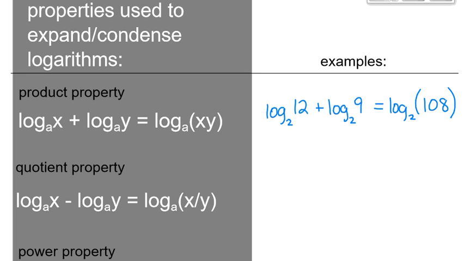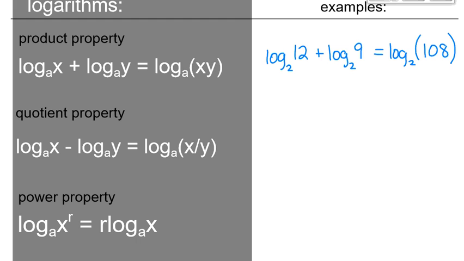The next is the quotient property. Log base a of x minus log base a of y equals log base a of x divided by y. So if you're subtracting logarithms, you divide their arguments. The product property was if you're adding logarithms, you multiply their arguments. So an example of this would be, I could use the same numbers, log base 2 of 12 minus log base 2 of 9 would be equivalent to log base 2 of 12 divided by 9. And of course, we could simplify that fraction.